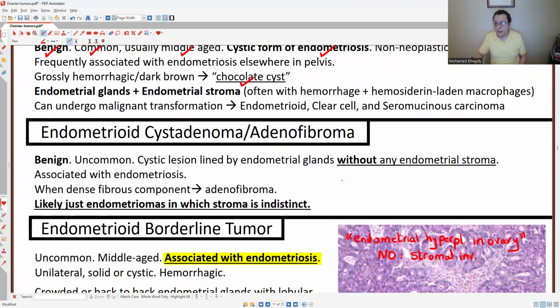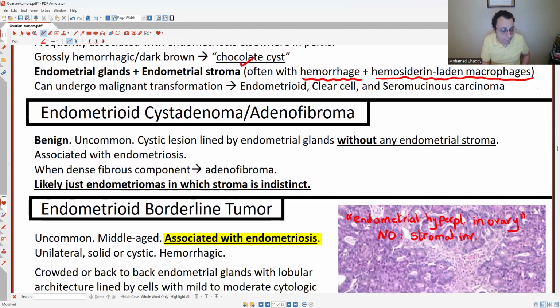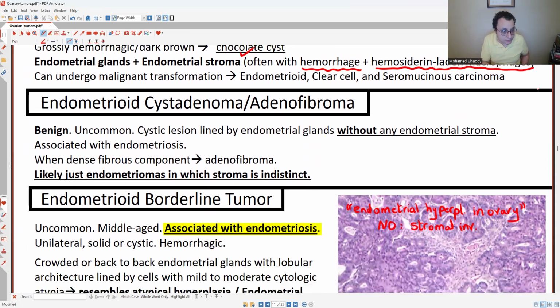In chocolate cyst, you might end up seeing, of course, some bleeding or hemorrhage or some hemosiderin-laden macrophages.